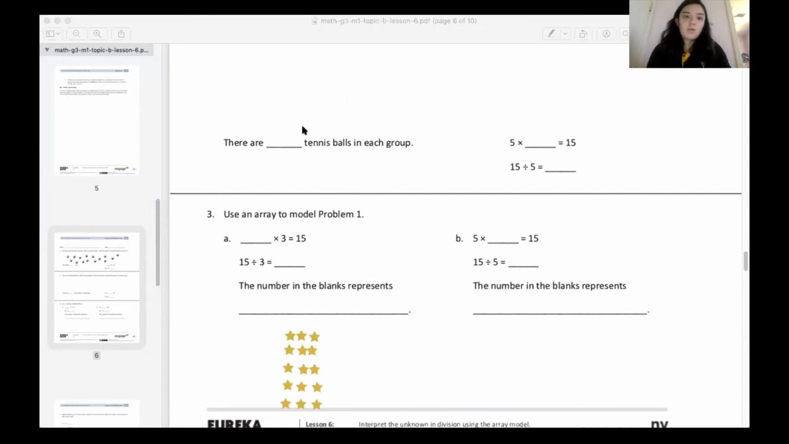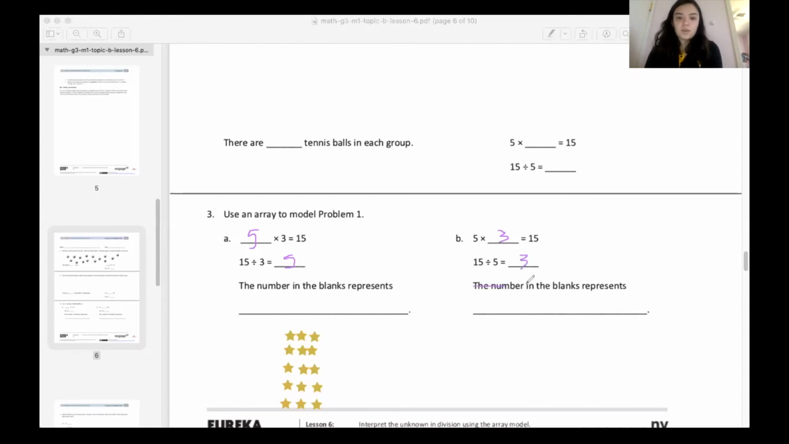So we have 5 groups with 3 in each equals 15. 15 divided by 3 equals 5. Remember, multiplication and division are opposites, so they're going to be the opposite of what we just did. And the same thing, they work in reverse. 5 times 3 equals 15. 15 divided by 3, or 15 divided by 5 equals 3.